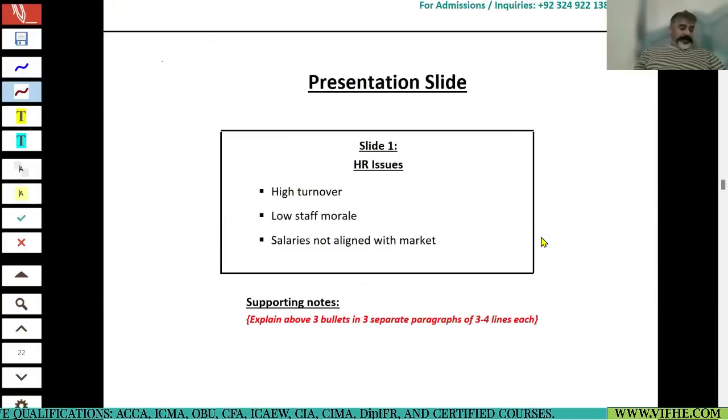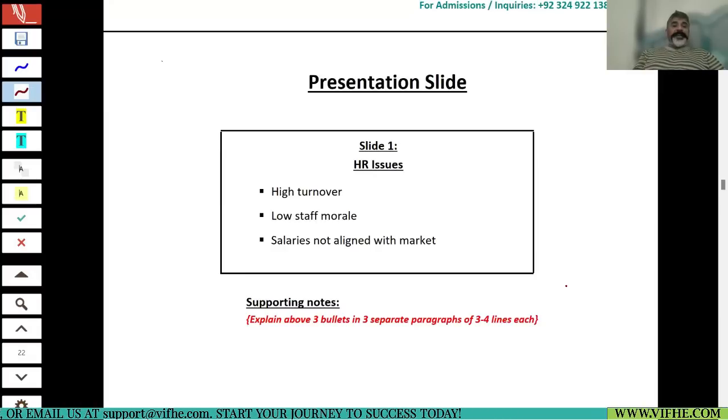Now, sometimes the examiner might ask you to prepare a presentation slide. A lot of students panic or struggle with presentation slides, but in reality, it's very simple. So what is a presentation? When I'm making a presentation to the board, I will have a PowerPoint presentation. On the slide, there will not be lengthy stories on the slide, right? The slide will be just bullet points.